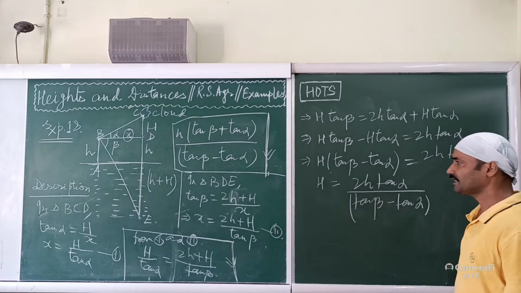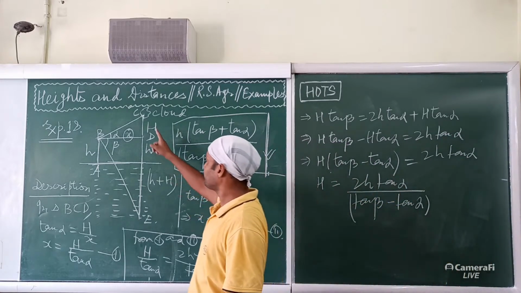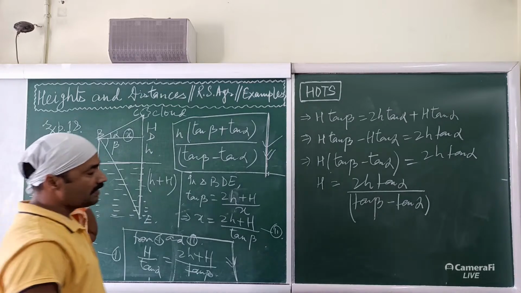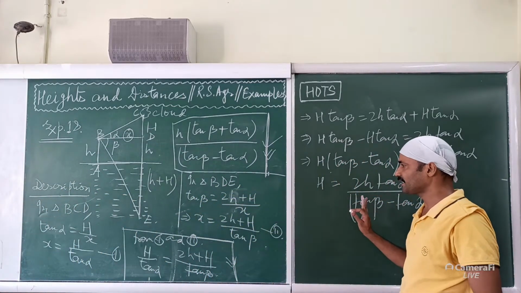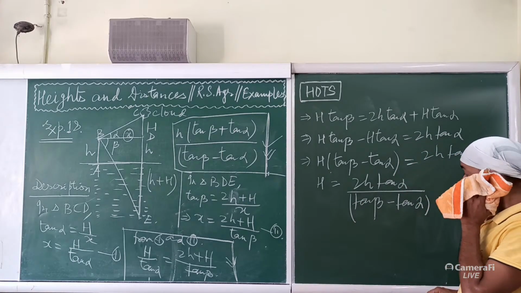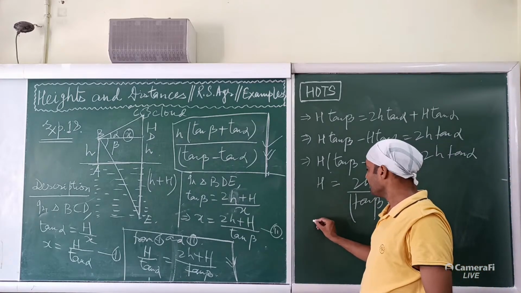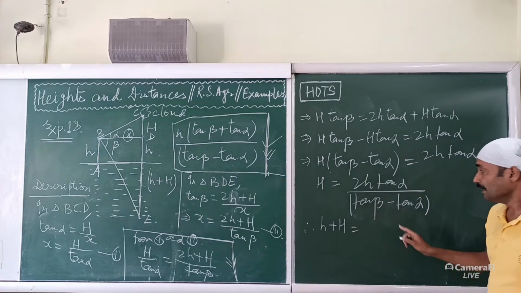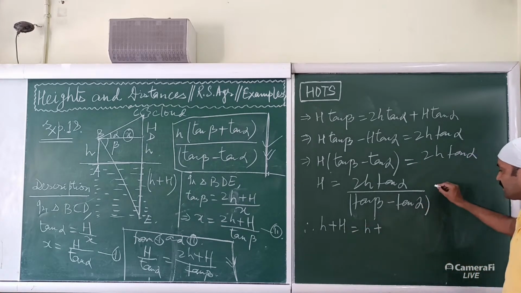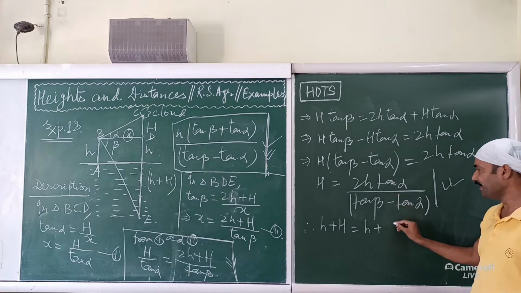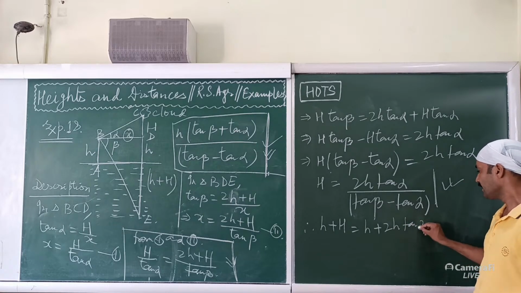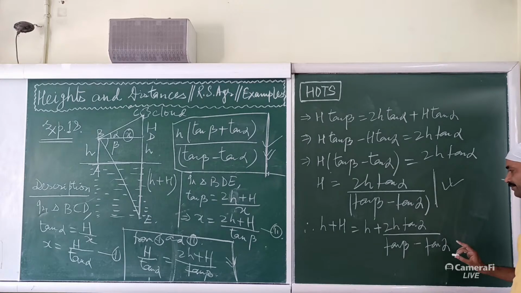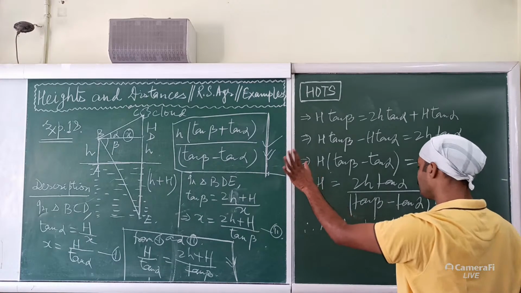Value of h we have to get, this h plus H equal to this one. So what will you do? Capital H you have got, then you will find h plus H. Clear? You will write h plus H. Therefore h plus H equals, where h is small h and capital H we already have this value, so we will write 2h tan alpha by tan beta minus tan alpha. See, now you have got your result.